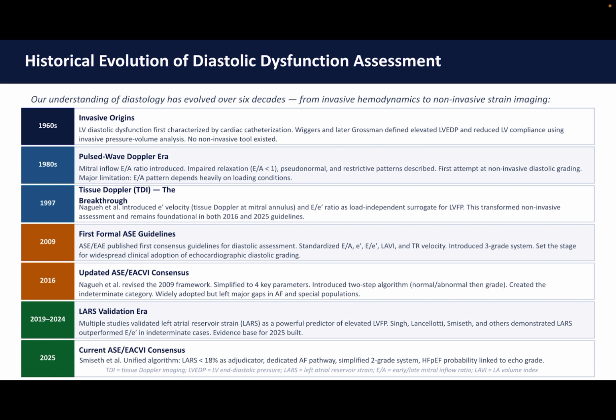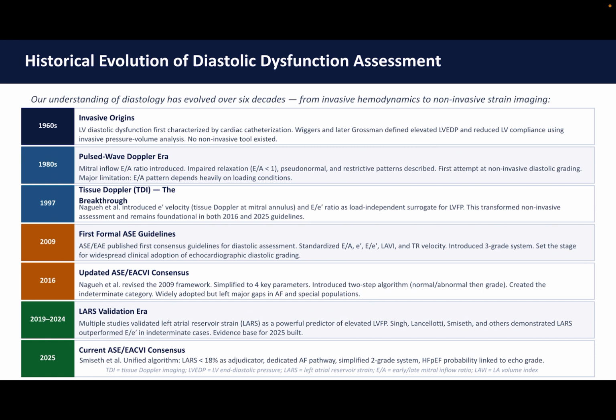In 1997, Nagueh introduced tissue Doppler and the E prime velocity. This is the breakthrough. The myocardial annulus moves independently of loading condition, and the E to E prime as a filling pressure surrogate transformed the field.